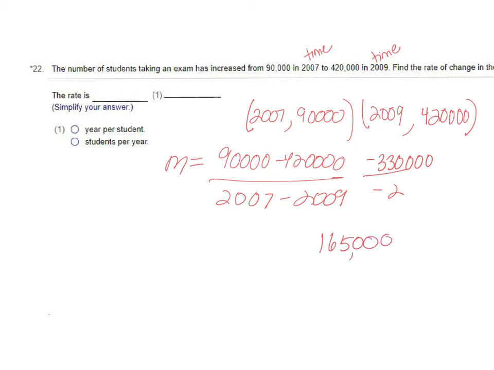And if you think about it this way, our numerator was the number of students and our denominator was the year. Then we know this is an increase of the number of students per year. And so that's enough to answer both of our questions. The rate is 165,000, and our units or our rate of change is in students per year.